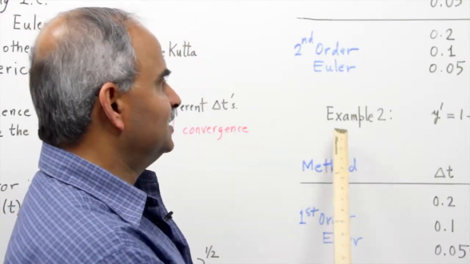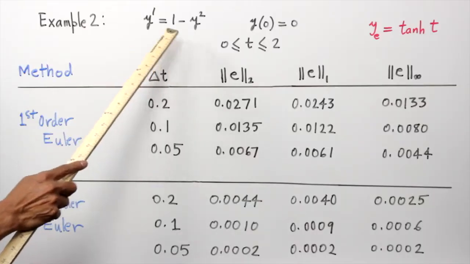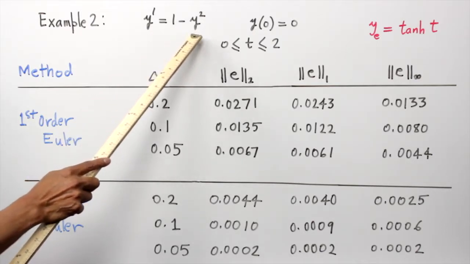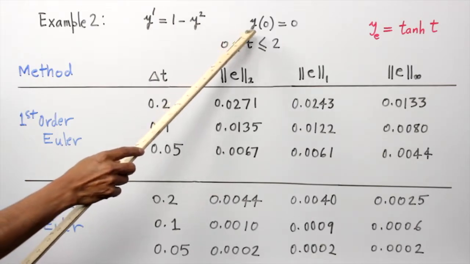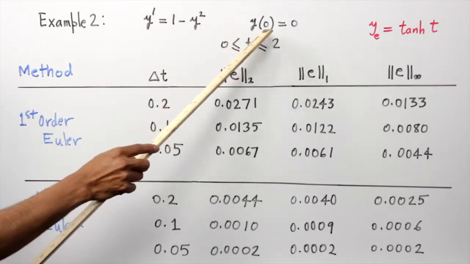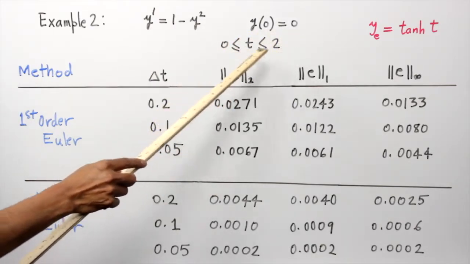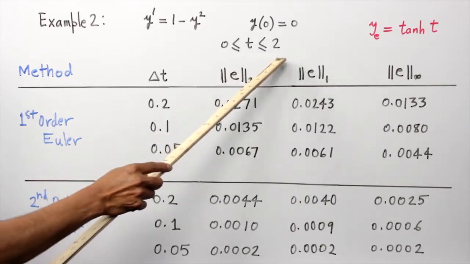Consider now a second example where the differential equation is y prime equals 1 minus y squared. This is a first order nonlinear differential equation. The initial condition is y(0) = 0, and the time interval is the same as what we had before, between 0 and 2.